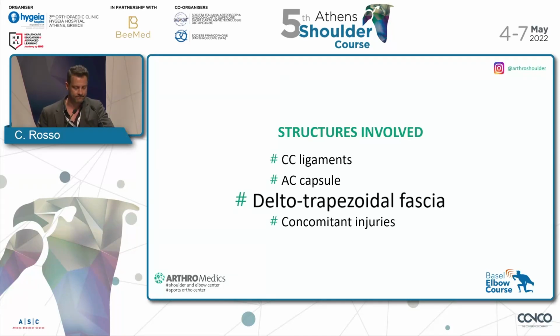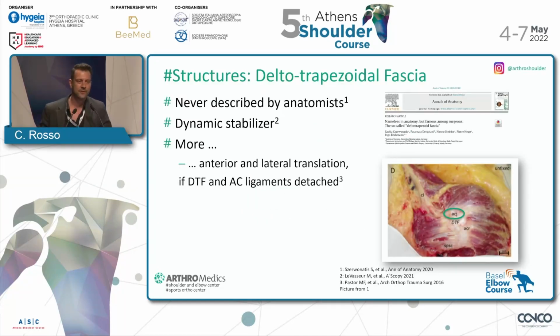Then the fascia. It was never described by anatomists, and this is a really interesting paper to read. They showed that they didn't find it. But why? Because it was a formalin-fixed specimen, and there you can't see it. You can only see it in fresh frozen specimens or in our live patients, because then you can really account for the deltotrapezoidal fascia, which you can see here with the arrows.